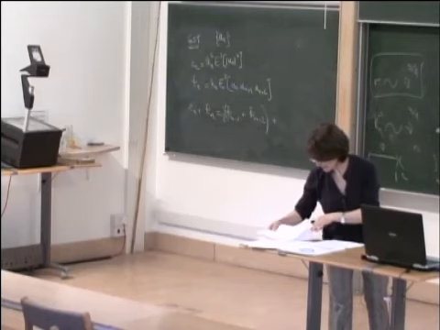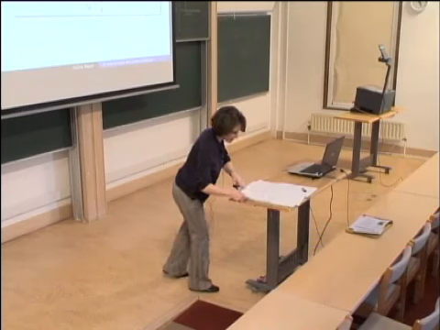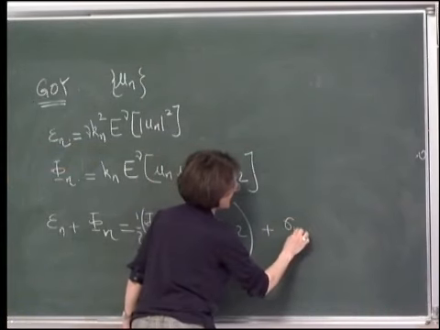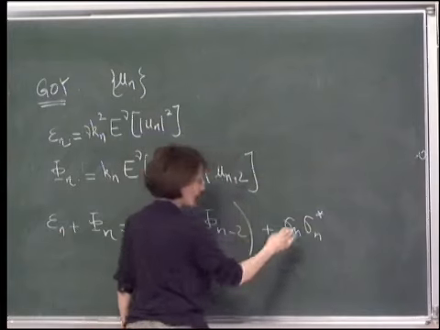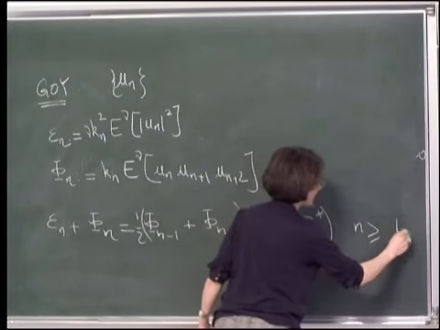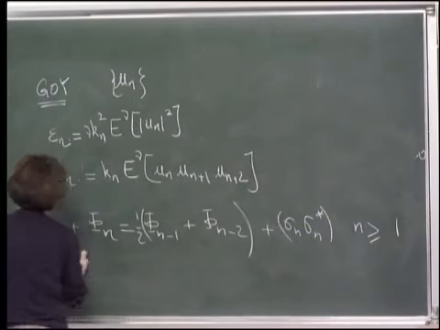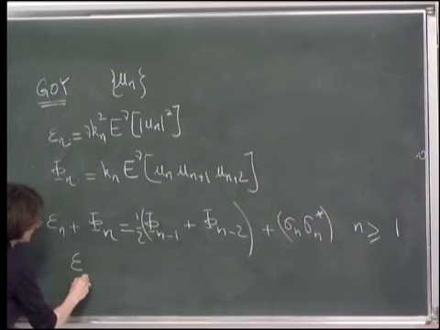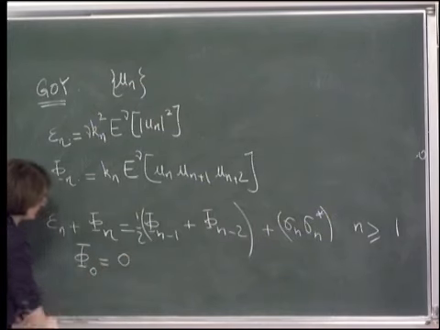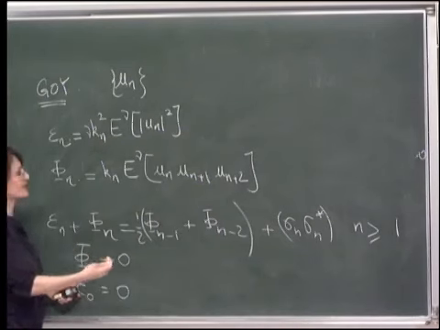I think it's 1/2, I am sure about the 1/2. You have just to substitute. So we have this plus sigma_n star, and I think you have 1/2, I don't remember, for n bigger or equal than 1. And we have the following initial condition: phi_0 is equal to 0, and epsilon_0 is equal to 0. I mean, for n equal to 0, you start with 0.